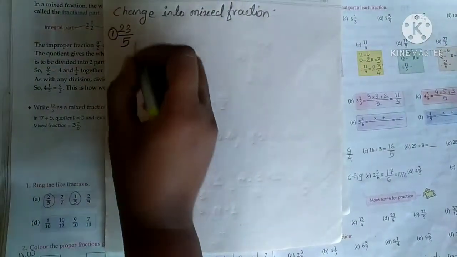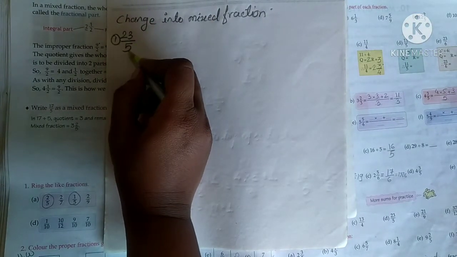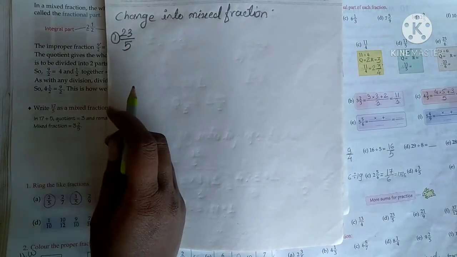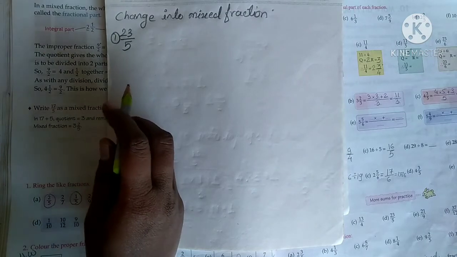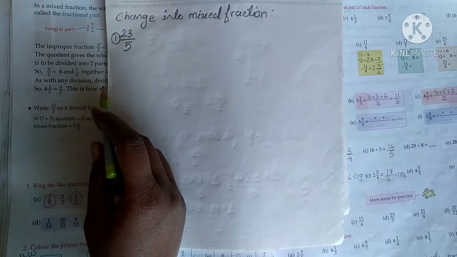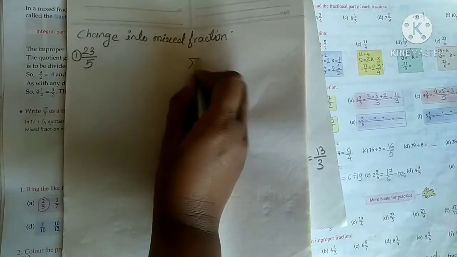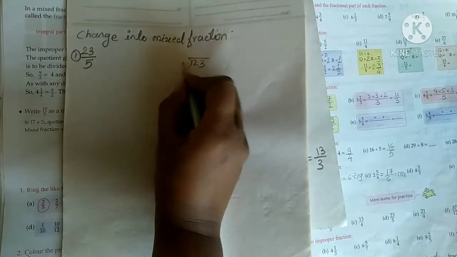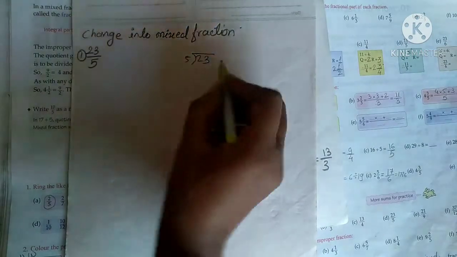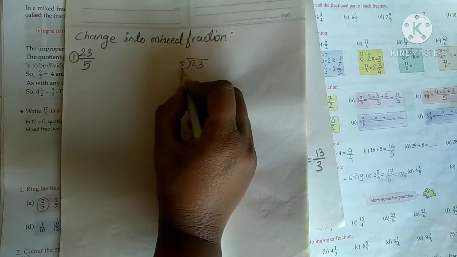Let's solve some questions. Change 23/5 into the mixed fraction. Only an improper fraction can be changed into a mixed fraction. So let's start. When we change an improper fraction into a mixed fraction, first we divide the numerator by the denominator. जब भी हमको mixed fraction में convert करना है improper fraction को हम numerator को denominator से divide करते हैं. So 23 is divided by 5.